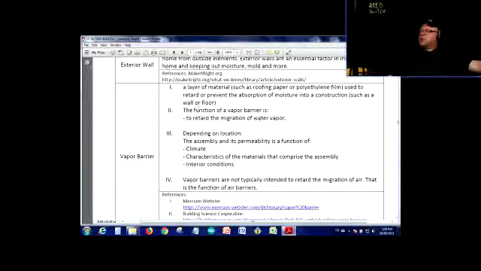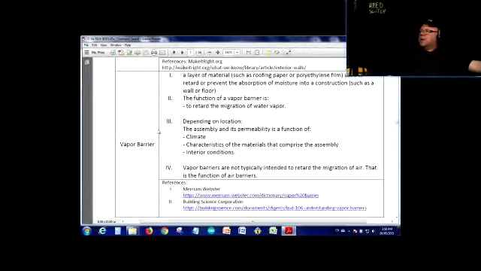Now, the function of a vapor barrier is to retard the migration of water vapors. So slow it down. Depending on where you are, you could be in the moist Ontario climate, or in dry Saskatchewan climates. Some of the construction and some of the details of how they do things could be a little bit different. Depending on location, the assembly and its permeability is a function of.